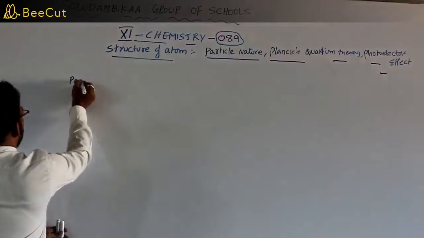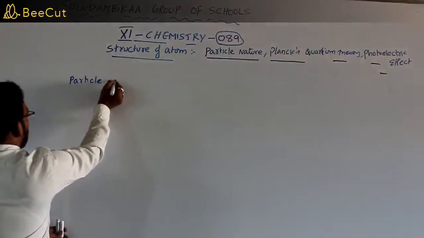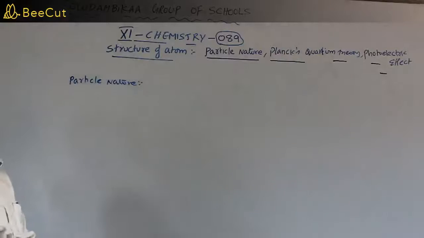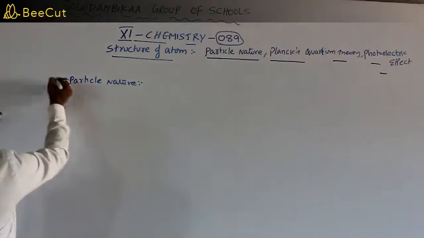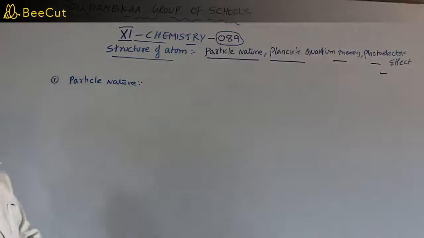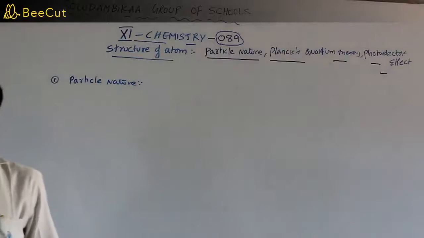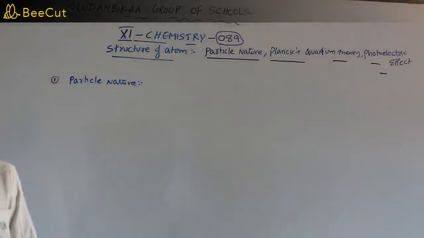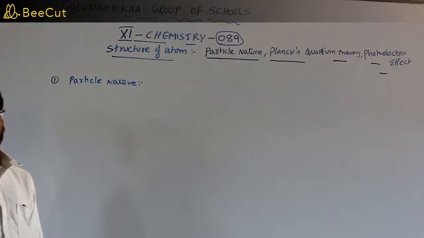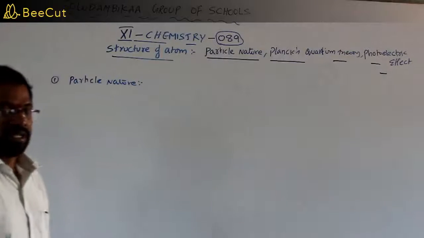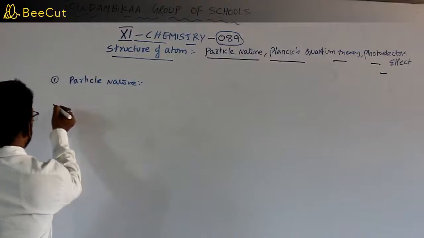Particle nature we need to discuss. There are three concepts in this class. One is particle nature. In the previous session we completed wave nature of particles, electromagnetic waves. Particle nature describes certain theories and laws, and those include Planck's quantum theory and also the photoelectric effect. These two we can discuss especially.